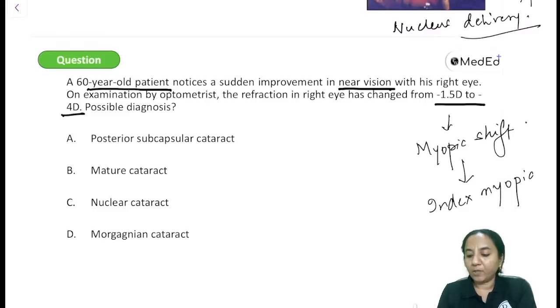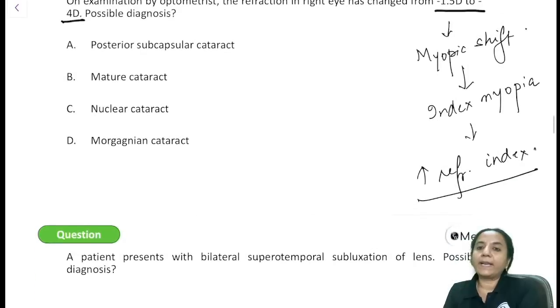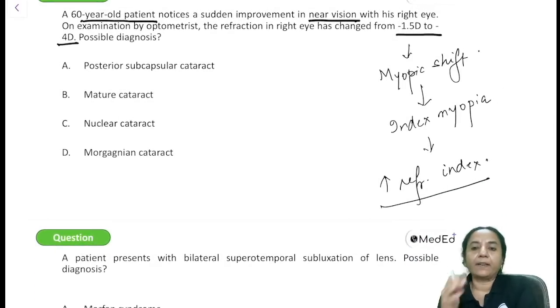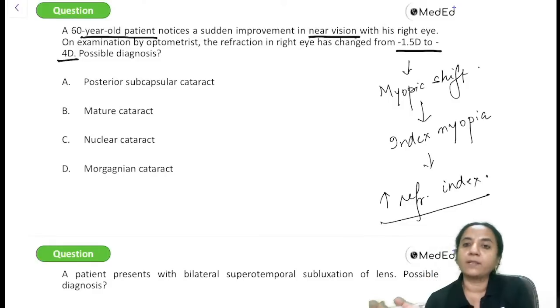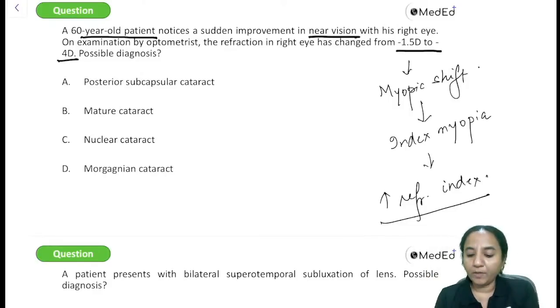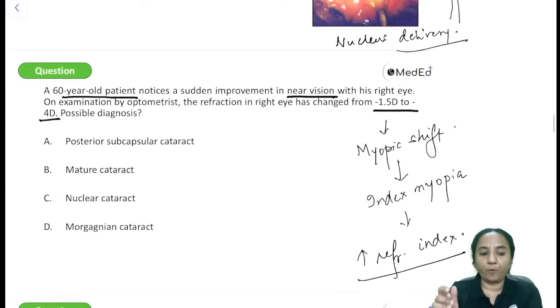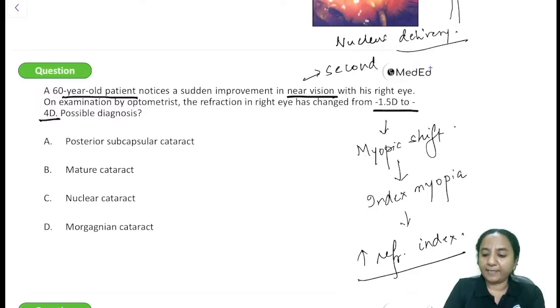Why? Because it is caused by an increase in the refractive index of the lens, which is seen in nuclear cataract. In nuclear cataract, the center of the nucleus becomes more dense, so there is an increase in refractive index. This causes a myopic shift. Because of this myopic shift, there is a sudden improvement in near vision, and this is called the second sight of old age. So all these are features of nuclear cataract.